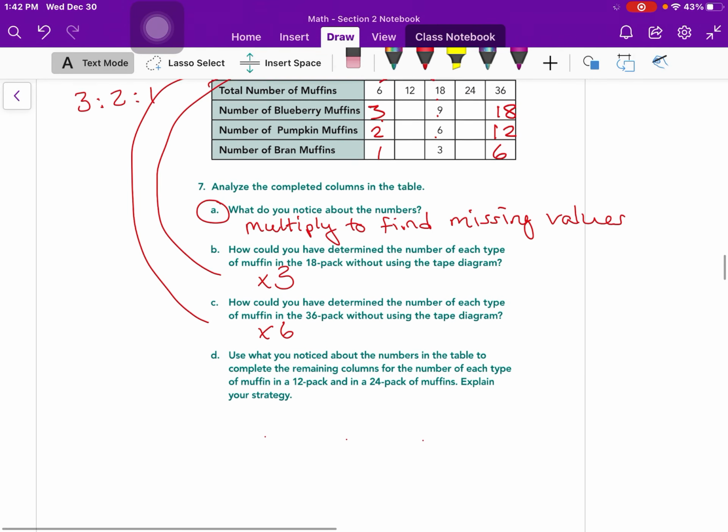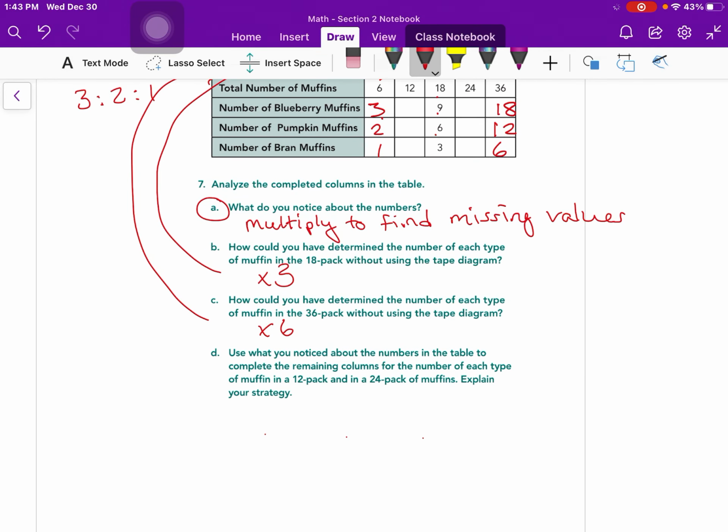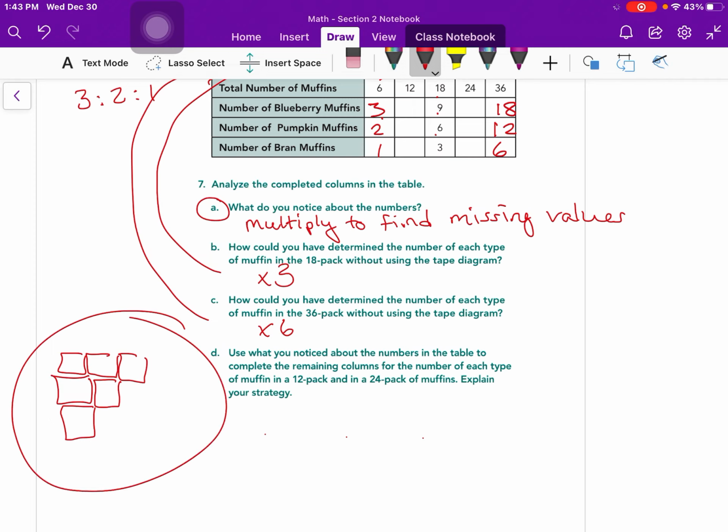All right, we are back, and hopefully you were able to come up with an idea. For the 12 pack, I know there's a shorter way, but I'm going to make my tape diagram. So remember that was a 3 to 2 to 1. And I know the grand total has to equal 12. And so each one of these squares has to be the same amount. And so that's a total of 6. So I'm going to divide them by 6. That means each square is going to be 2.